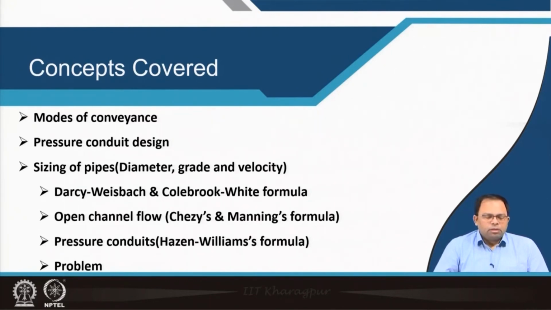Then we will talk about sizing of pipes, and by sizing of pipe we mean the diameter of the pipe, the grade or the slope at which it would be laid, and also the velocity of water in the pipeline. To do that, we will learn different formulas. First, we will look into the Darcy-Weisbach and Colebrook-White formula. A combination of both is actually used to determine pipe sizes.